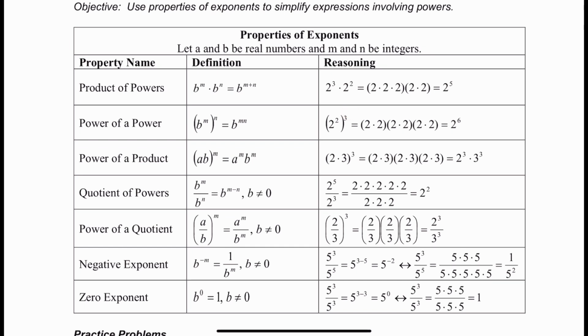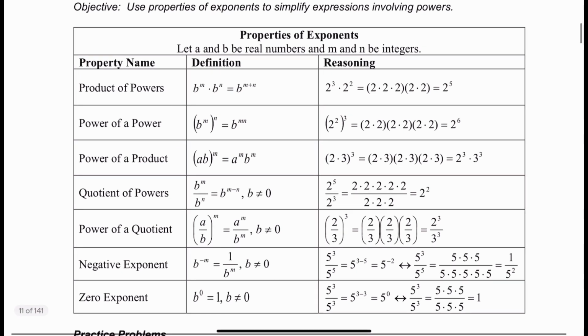So we have 2 squared, which means 2 times 2, but we're going to repeat that 3 times. So we have 2 times 2, 2 squared, times 2 squared, times 2 squared. All together, there's going to be 6 of them. So when you have a power to a power, we're going to multiply those exponents to give us a power of 6.